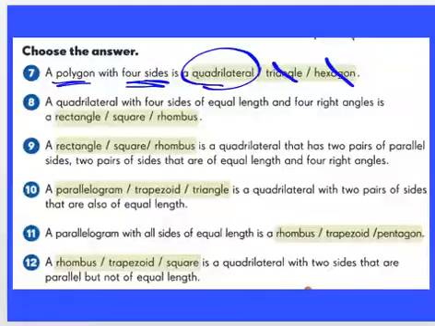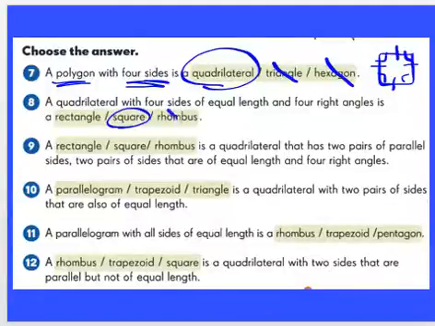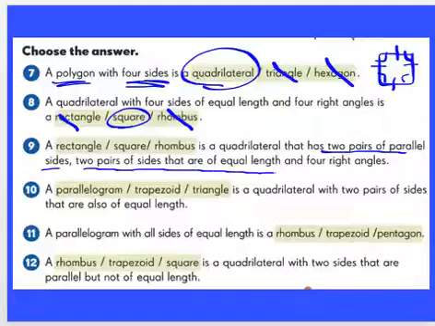Okay, a quadrilateral with 4 sides of equal length and 4 right angles. So we've got 4 sides of equal length, plus they all have right angles. What shape is that? That would be a square. A rhombus doesn't have right angles, and rectangles don't have all equal sides. Okay, which of these shapes is a quadrilateral that has 2 pairs of parallel sides?